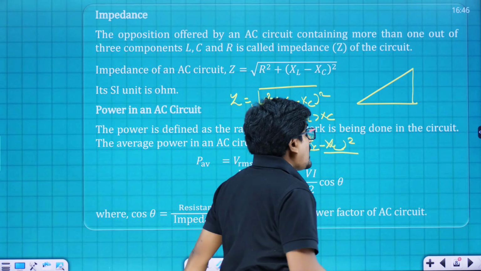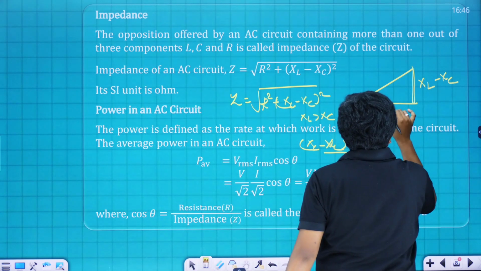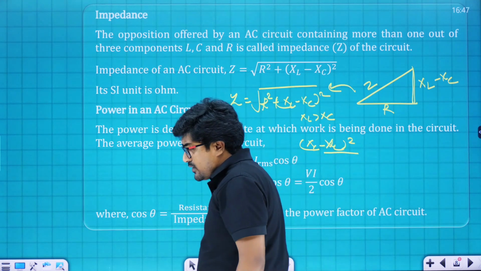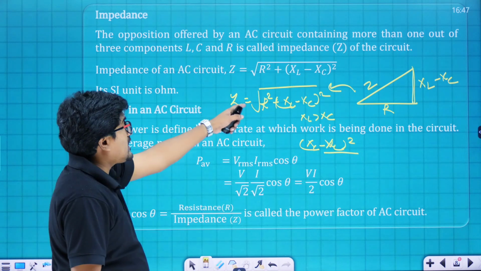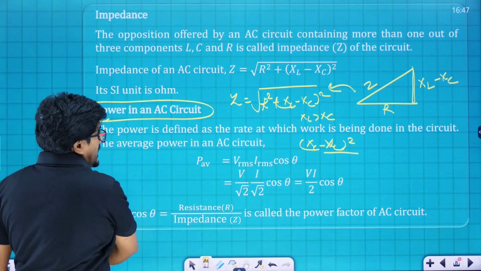And this we used to calculate from the impedance triangle. So here this is XL minus XC, here this is capital R, and here this is Z. So it is the same thing only. Either we can calculate it with the help of the impedance triangle, and another format is we can calculate it in this way also. Next is power in an AC circuit, average power in an AC circuit.